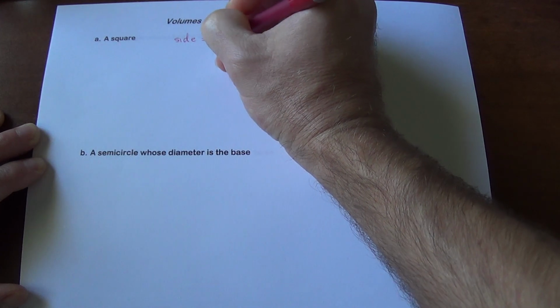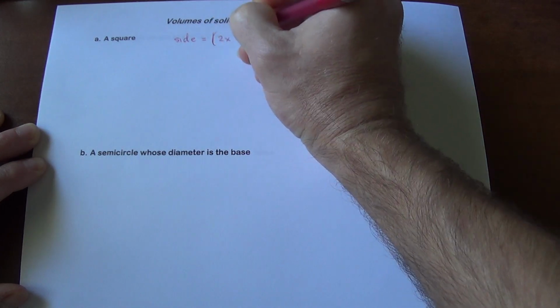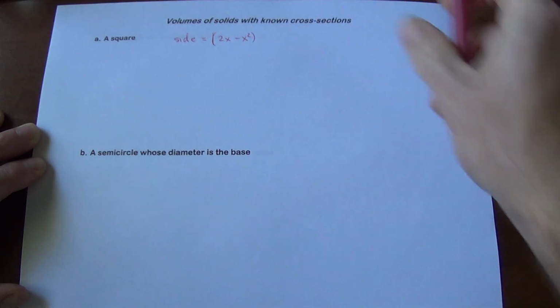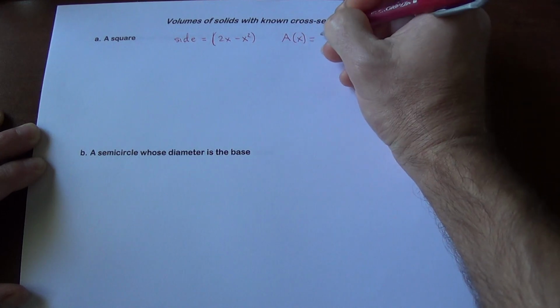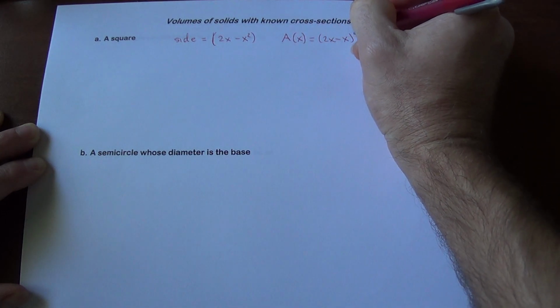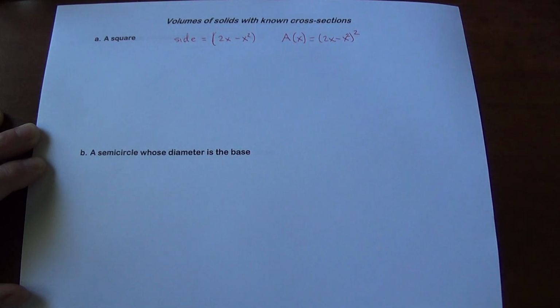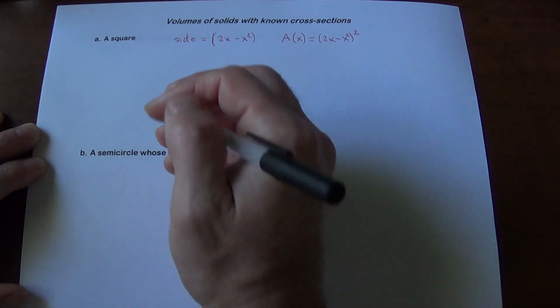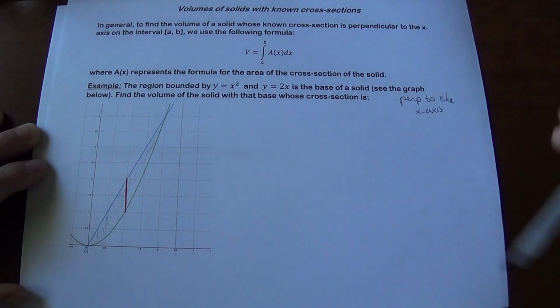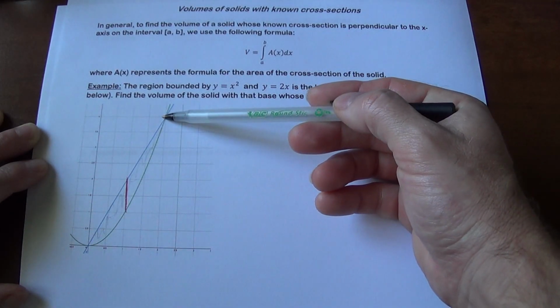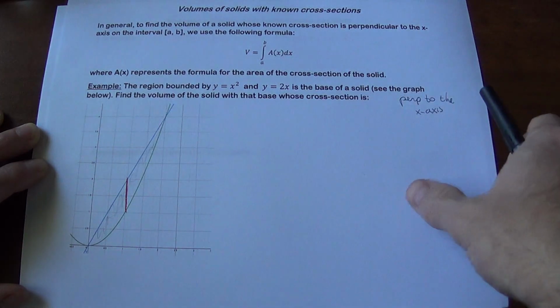Well, actually, if we do it with the positive one, the line is above the curve. We're going to get this. And then the formula for the area is going to be 2x minus x squared, squared, because to find the area of the square, we're going to square the length of its side. And what we're going to do next is we're going to set this up into our formula. We should know that our limits of integration will be from 0 to 2, because we're going along the x-axis.